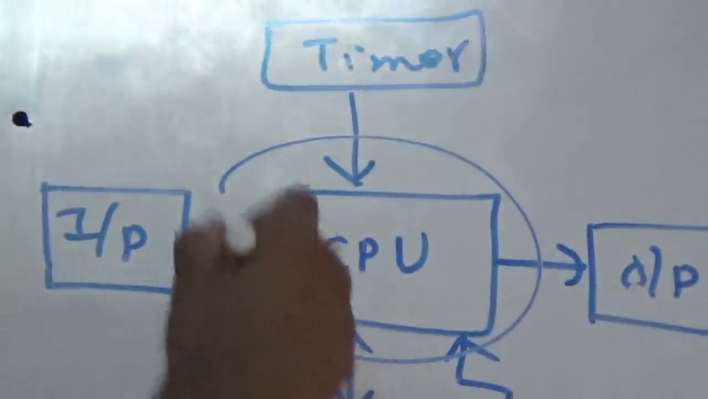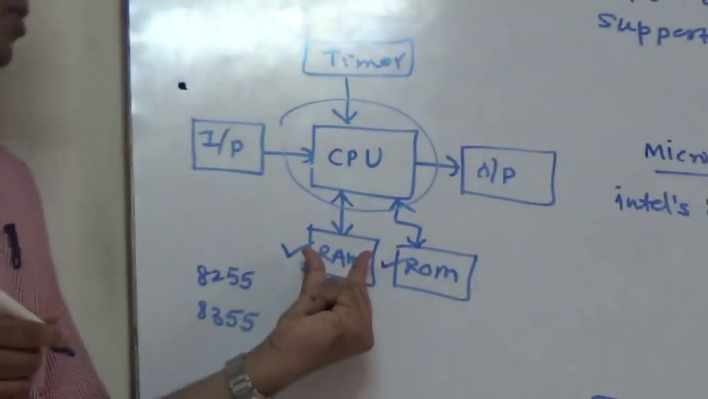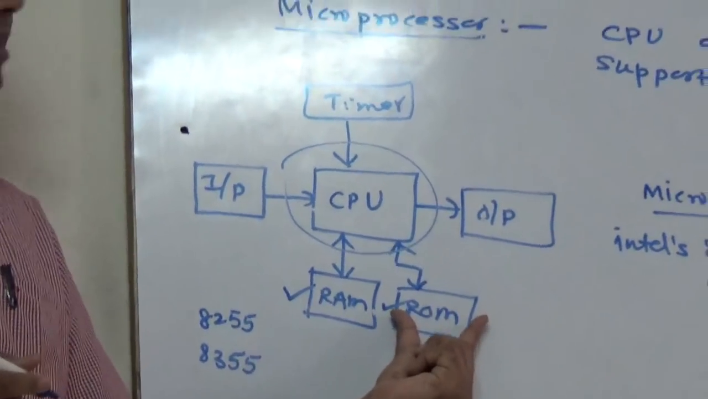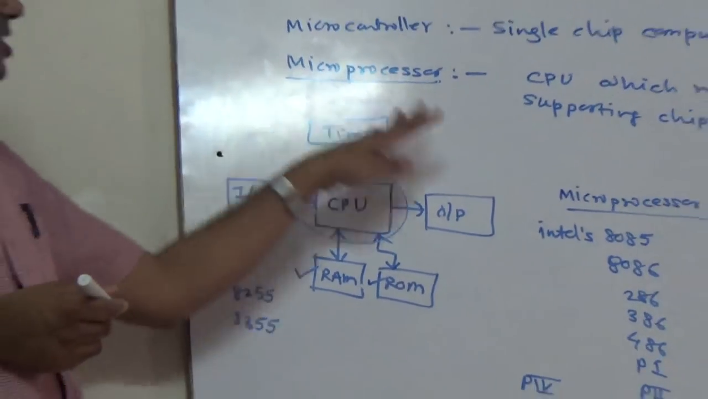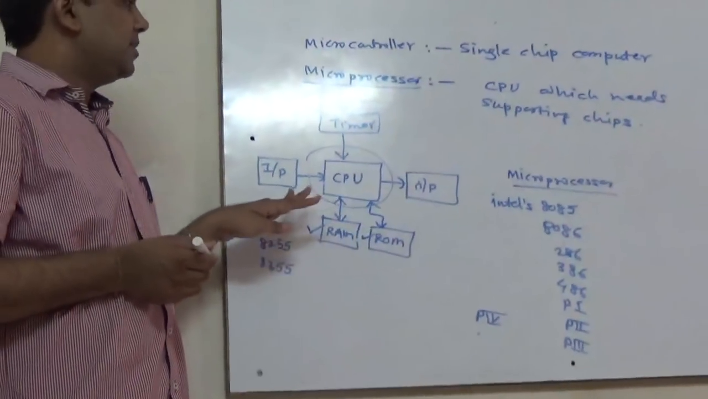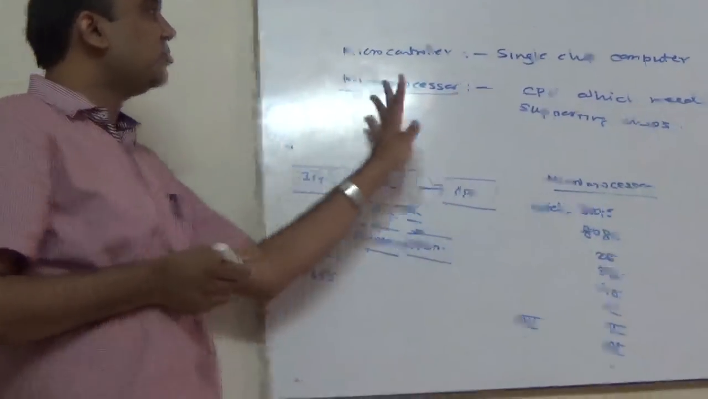What is the role of the CPU? It can perform arithmetic and logical operations. It can understand the instructions. Where will the instructions be stored? In RAM or ROM. Okay, so this was the world of microprocessor. It's a specialized world, and you can say it's versatile. This becomes a big motherboard.